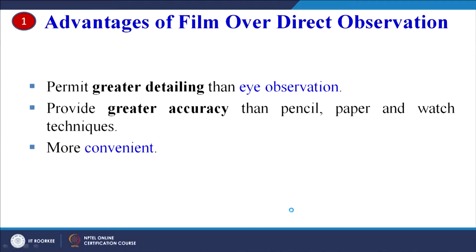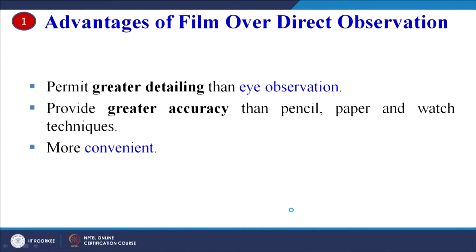What are the advantages of film over direct observation? It permits greater detailing than eye observation. As I have already told, our eye has got a capability beyond which we may not be able to analyze if the motions are very fast, but with films we can stop the film again and again, reverse the film and analyze again. So that advantage is there. It provides greater accuracy than pencil, paper and watch techniques, and it is more convenient, and we can store it for later use also.